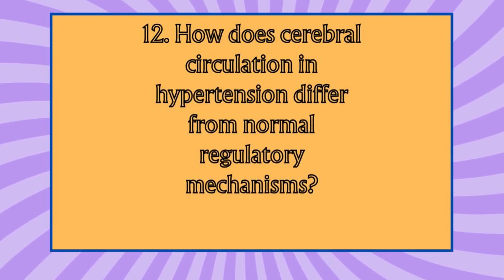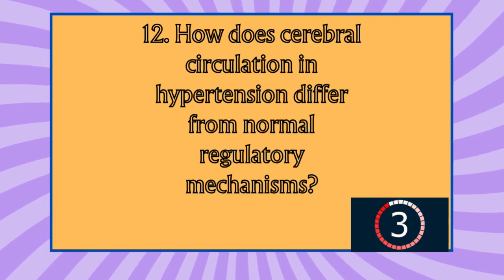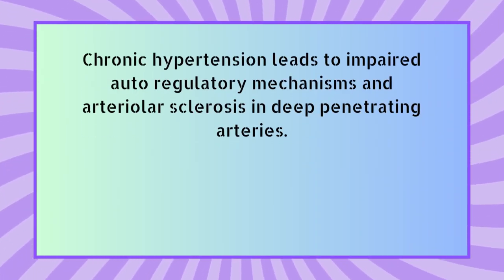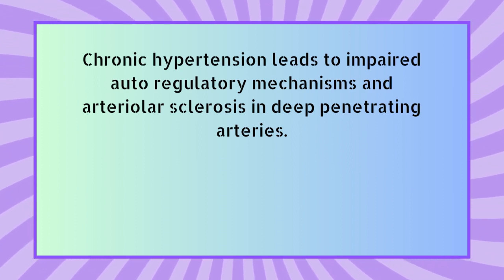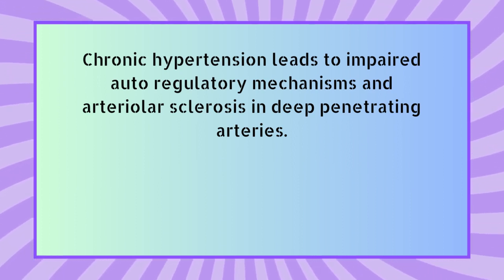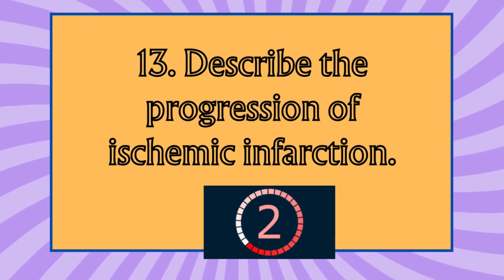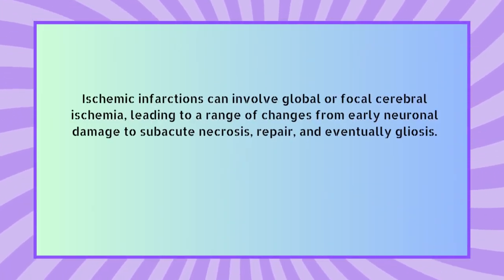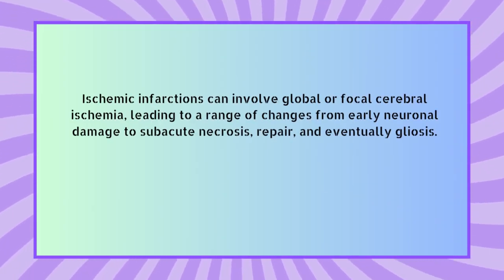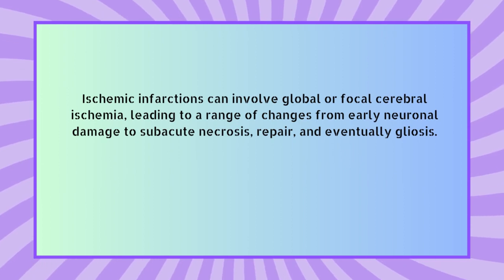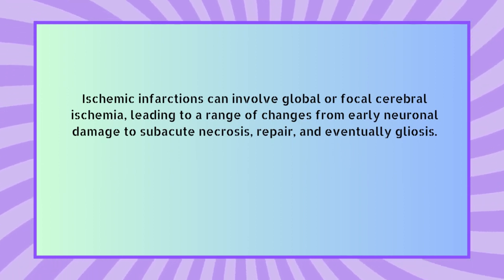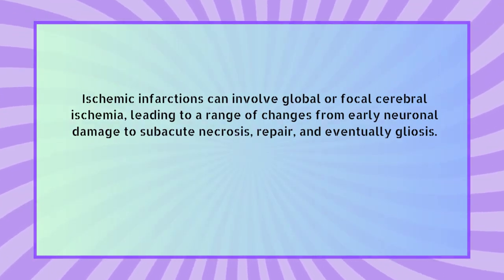12. How does cerebral circulation in hypertension differ from normal regulatory mechanisms? Chronic hypertension leads to impaired autoregulatory mechanisms and arteriolar sclerosis in deep penetrating arteries. 13. Describe the progression of ischemic infarction. Ischemic infarctions can involve global or focal cerebral ischemia, leading to a range of changes from early neuronal damage to subacute necrosis, repair, and eventually gliosis.